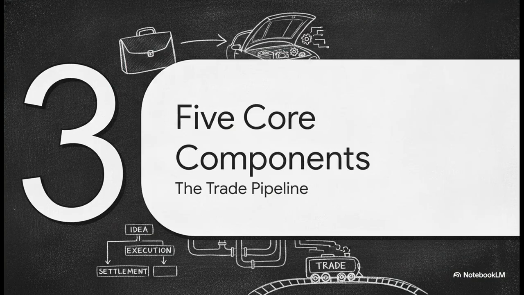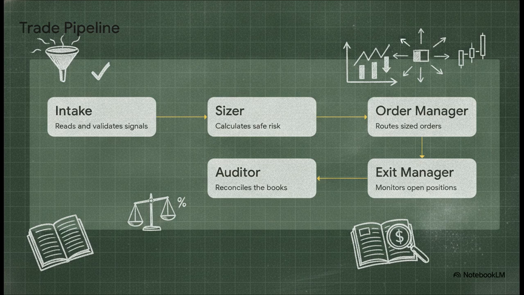Which brings us to Section 3, Derrick's 5 core components. Let's look under the hood of the actual architecture. Okay, let's move to how this builds. A single trade originates and passes sequentially through a 5-step lifecycle: 5 distinct technical layers: intake, sizer, order manager, exit manager, and finally, the auditor. Let's break each of these down right now to see the institutional logic at play.